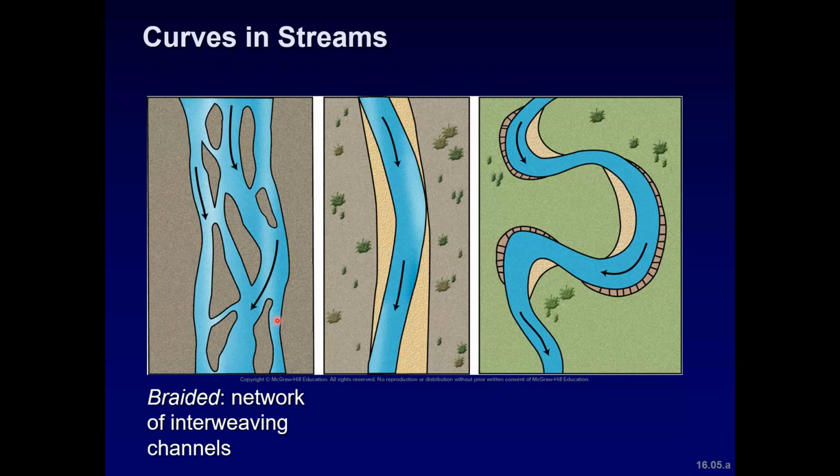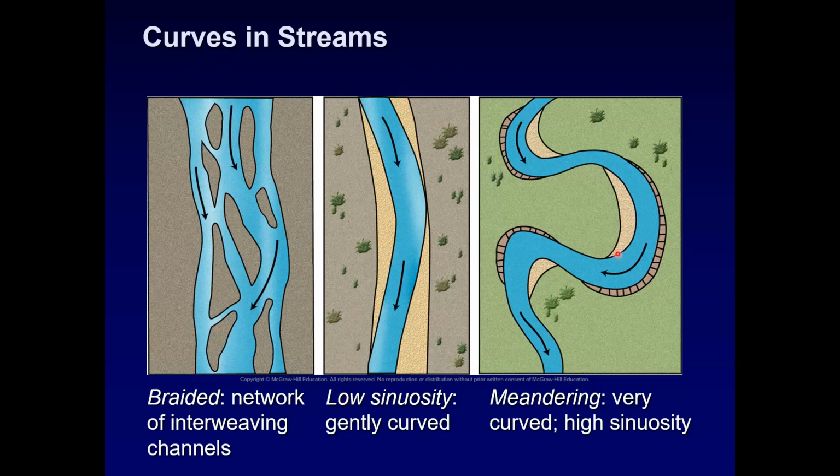So this is a braided stream on the left. That's a network of interweaving channels. And then a low sinuosity stream. It's gently curved. Meandering stream. It has high sinuosity. It's very curved. So you actually have what's called a cut bank here, where sediments are eroded. Water actually travels faster on this edge, and then a point bar where water's traveling slower and deposits sediment over time.